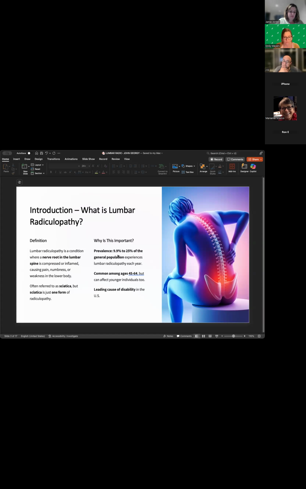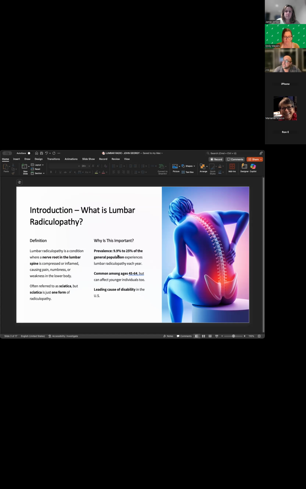Lumbar radiculopathy is a condition where a nerve root in your lower back is compressed or irritated. You may have heard this term like sciatica. A lot of people like to use that loosely, but it is one type of radiculopathy, but not all radiculopathy is sciatica. Essentially, it's when a nerve is compressed, whether it's due to a disc herniation or arthritic changes, but it subsequently leads you to have pain, numbness, tingling, or even weakness in your legs.